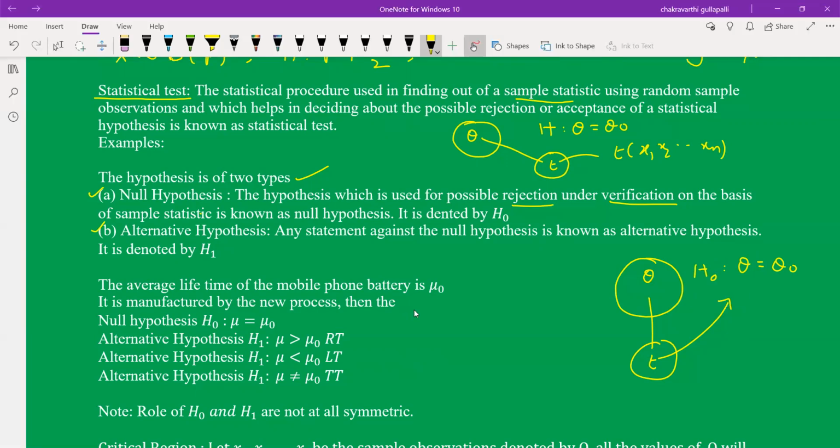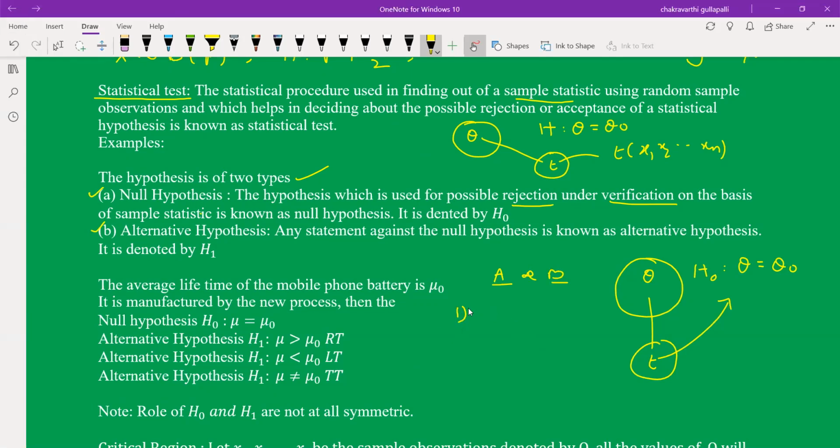Here we consider only the statement under verification on the basis of the sample statistic, known as the null hypothesis. For example, suppose there are two companies, A and B, producing the same type of drugs. Which company's drug cures the disease better? In this case, we have to write the neutral statements. There are three statements possible.